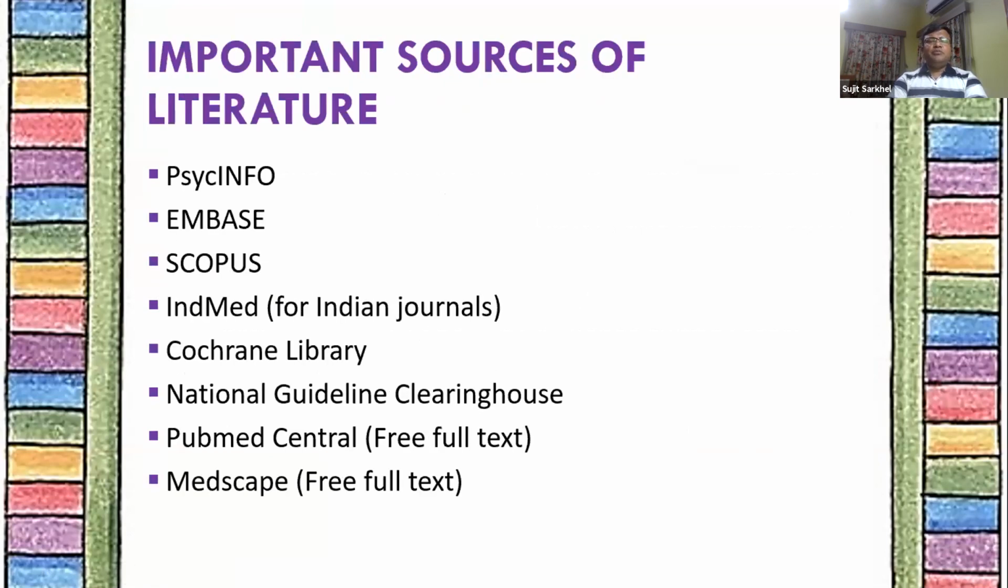So this is a list of the important sources of literature: PsycInfo, Embase, Scopus. These are all paid sources. IndMed is a resource. I was not finding it effective these days, the website. It is basically a repository of Indian journals, a database for Indian journals. Cochrane Library, paid source. National Guideline Clearinghouse is basically a repository of different clinical guidelines across the world. PubMed Central is a subset of PubMed, consisting of free full text articles. Medscape, you all know, is also a source of free full text articles.